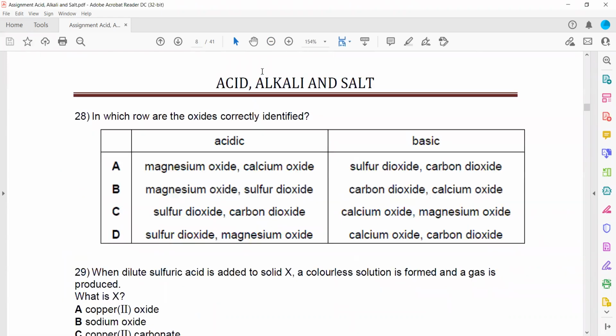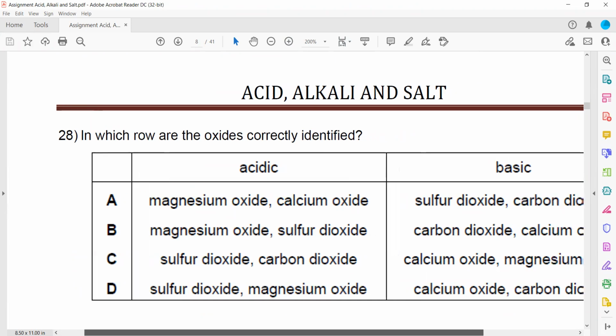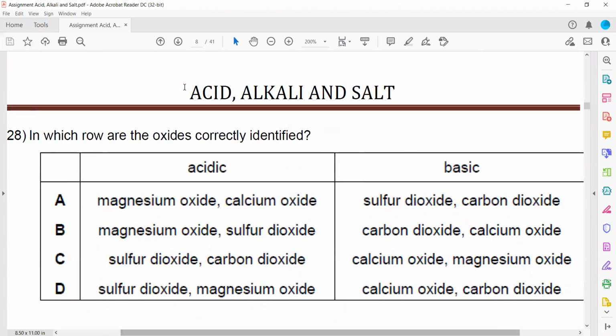Which row has the oxides correctly placed? Acidic oxide means non-metal oxide, and basic oxide means metal oxide. Like acidic oxide means it contains oxygen with a non-metal, and basic oxide means it contains a metal.